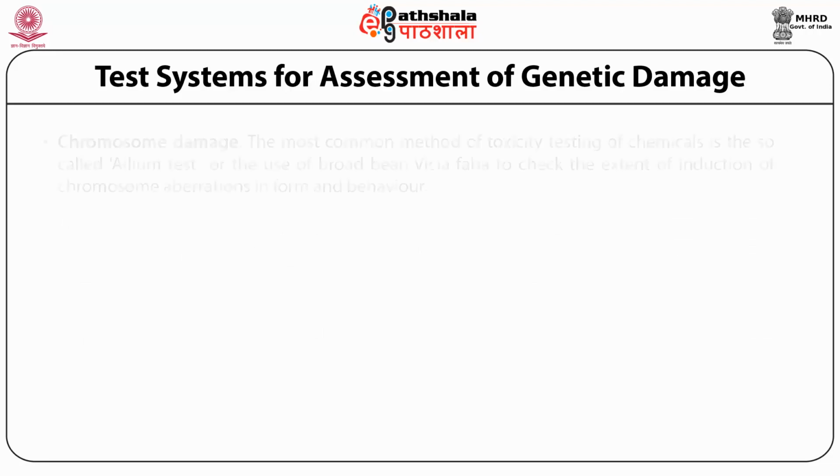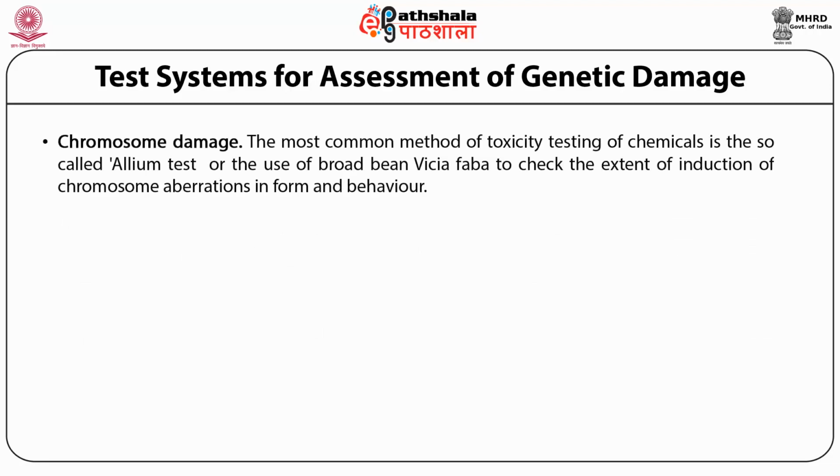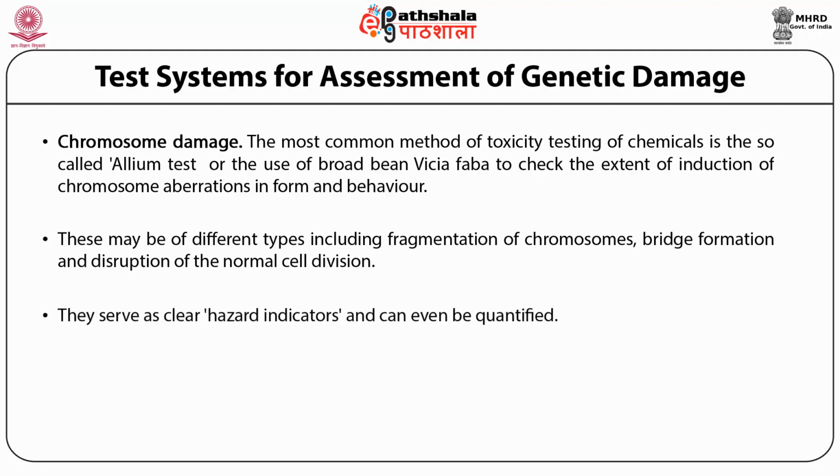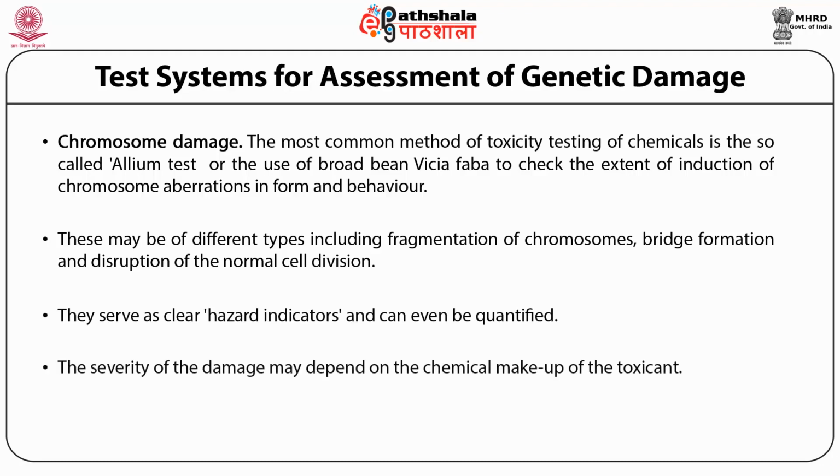Another thing is chromosome damage. The most common method of toxicity testing of chemicals is the so-called Allium test, or the use of broad bean Vicia faba, to check the extent of induction of chromosome aberrations in form and behavior. These may be of different types, including fragmentation of chromosomes, bridge formation, and disruption of the normal cell division. They serve as clear hazard indicators and can even be quantified. The severity of the damage may depend on the chemical makeup of the toxicant.